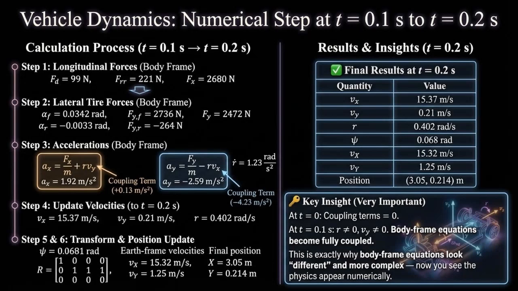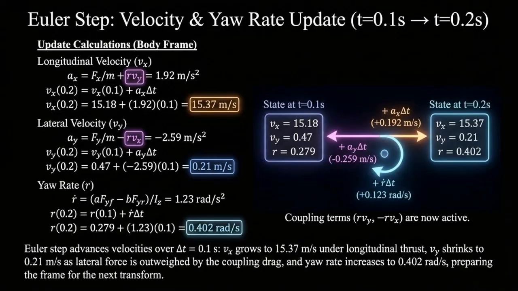Because the vehicle is rotating, accelerations are coupled. Longitudinal acceleration AX equals 1.92 meters per second squared, including a plus 0.13 coupling contribution. Lateral acceleration AY equals minus 2.59 meters per second squared, reduced by 4.23 due to coupling. Yaw acceleration r dot equals 1.23 radians per second squared, produced by the difference in front and rear moment arms.